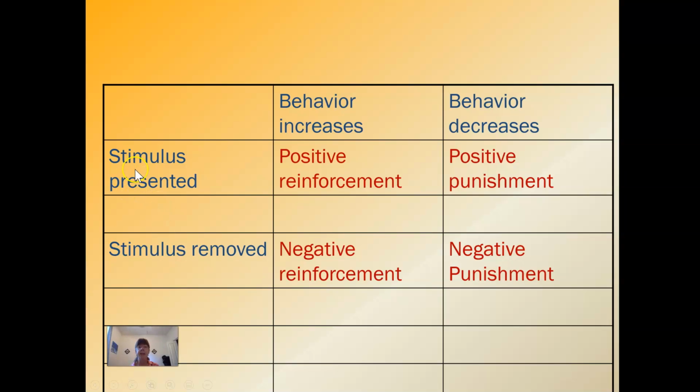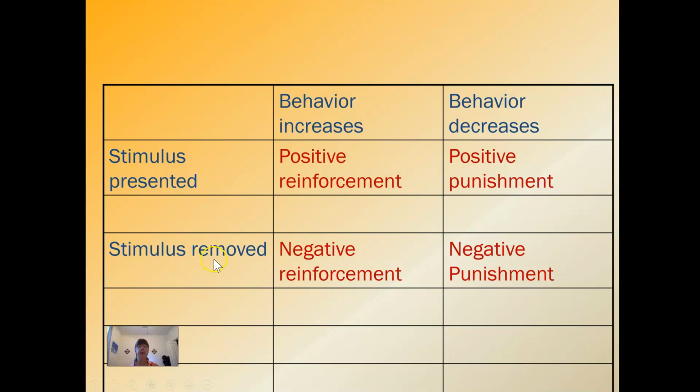If you present a stimulus and the behavior decreases, that is positive punishment. And you might say, well, how can punishment be positive? Punishment is bad. But remember, positive does not mean good. It just means you're presenting a stimulus. So the stimulus could be something bad. It could be, say, a shock. If a rat is pressing a lever and you shock it, it will stop pressing the lever. That is called positive punishment.